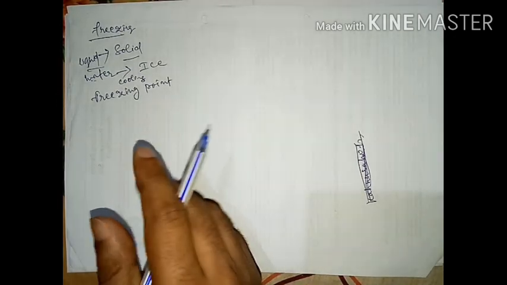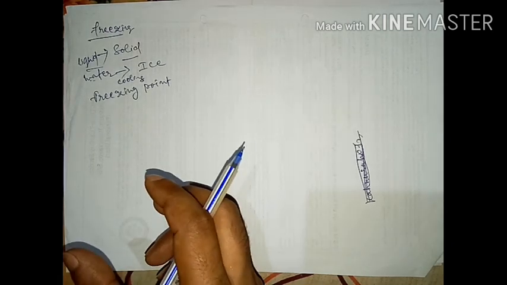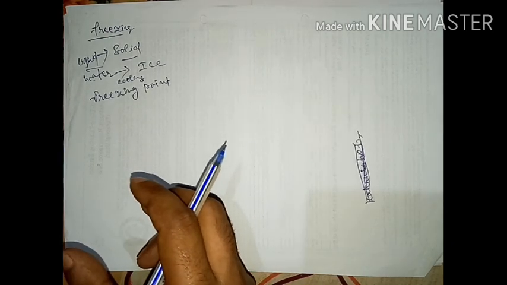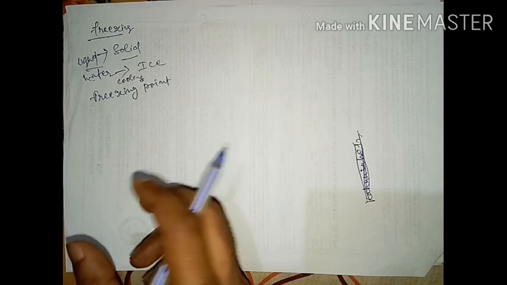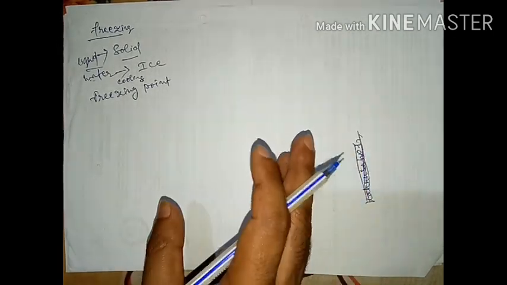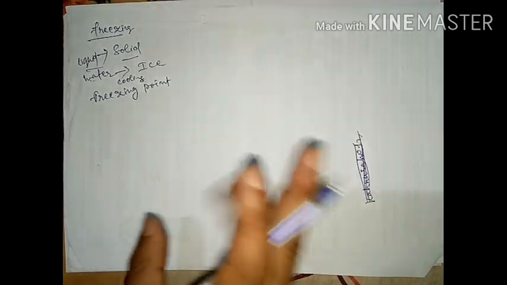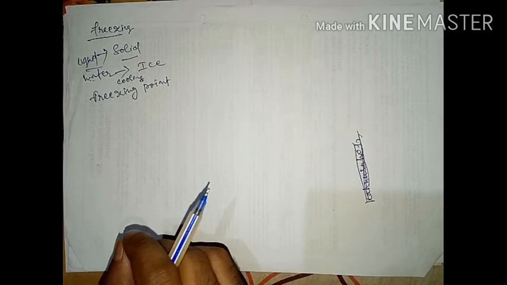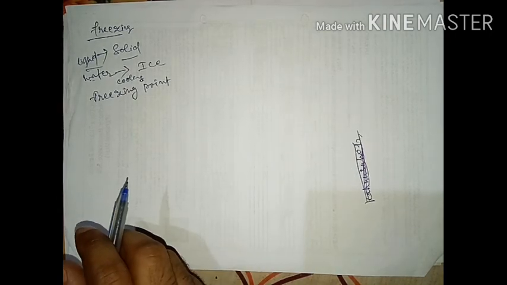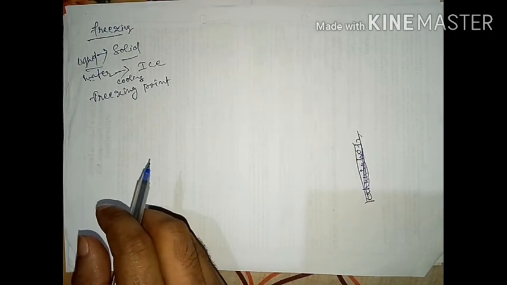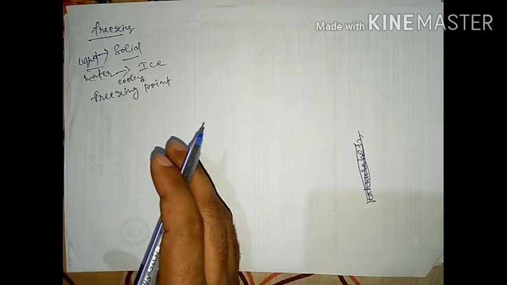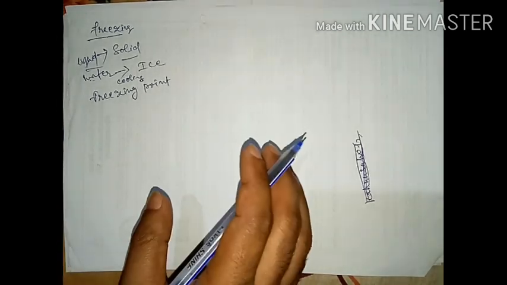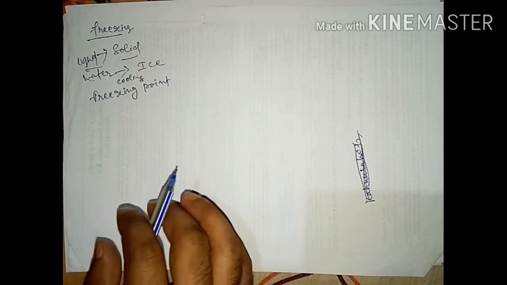Understood, students? These are some common terms. If I ask you what is the boiling point of water, that is 100 degree Celsius, and the condensation point is also 100 degree Celsius. Both are the same. Understood? These are examples of changes of state of matter. I hope you are clear about the changes of state of matter.